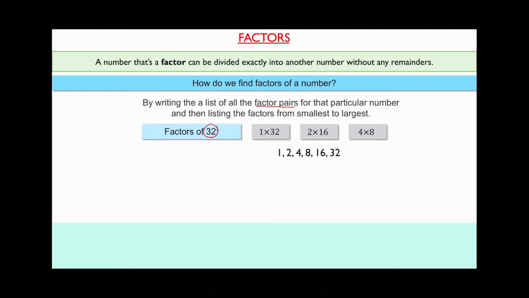What we do after we've identified all the factor pairs is write down all of these numbers from smallest to largest. I've done this already. So 1, 2, 4, 8, 16, and 32. These are all the factors of 32.